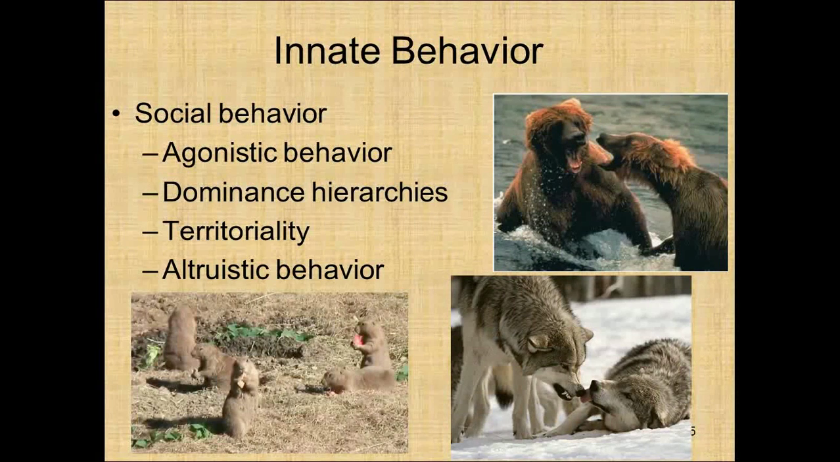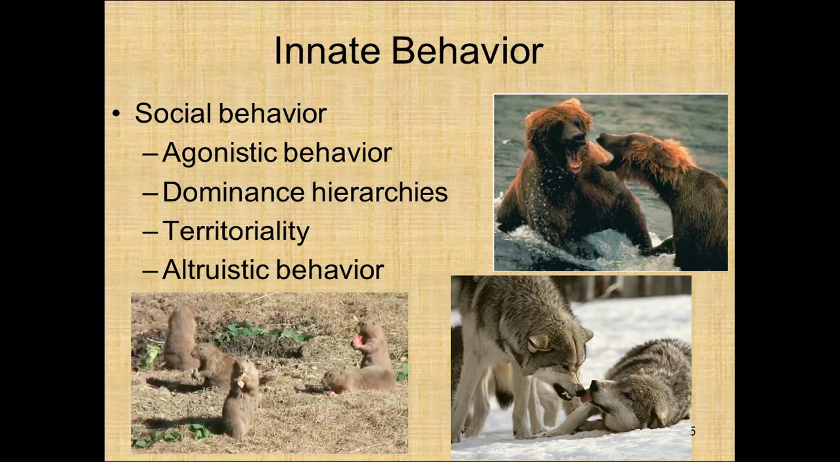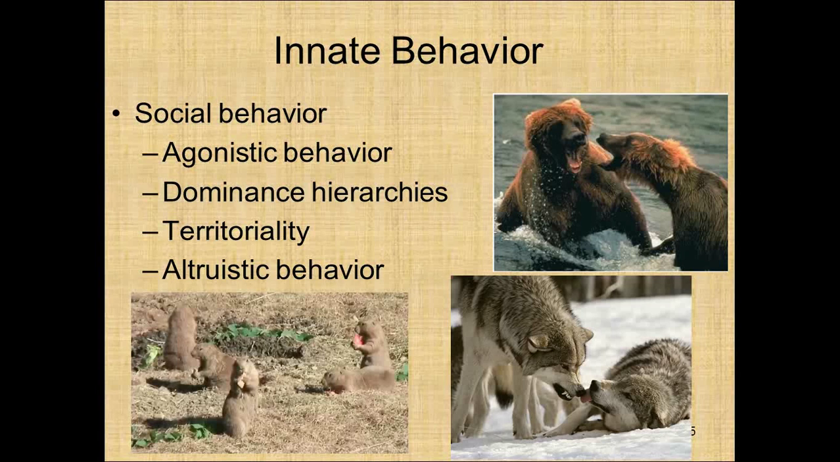Social behaviors between animals of the same species are also examples of innate behavior. My first example is agonistic behavior. This is the scientific word for aggression. This occurs as a result of competition for resources or for mates.